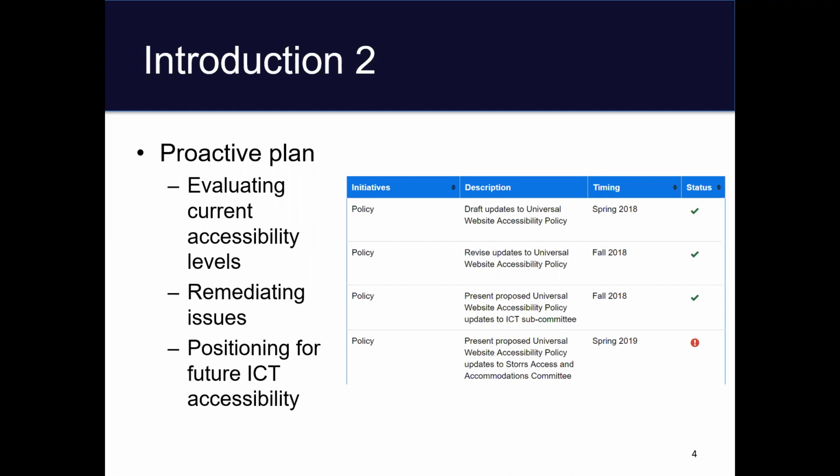And a proactive plan has a few key components. So first, you need to evaluate your current accessibility levels. You can't possibly make a plan if you don't know where you're starting. Then you'll need to think about how you're going to remediate issues. So taking things that are inaccessible and making them more accessible, hopefully making them fully accessible. So that's kind of looking backwards.